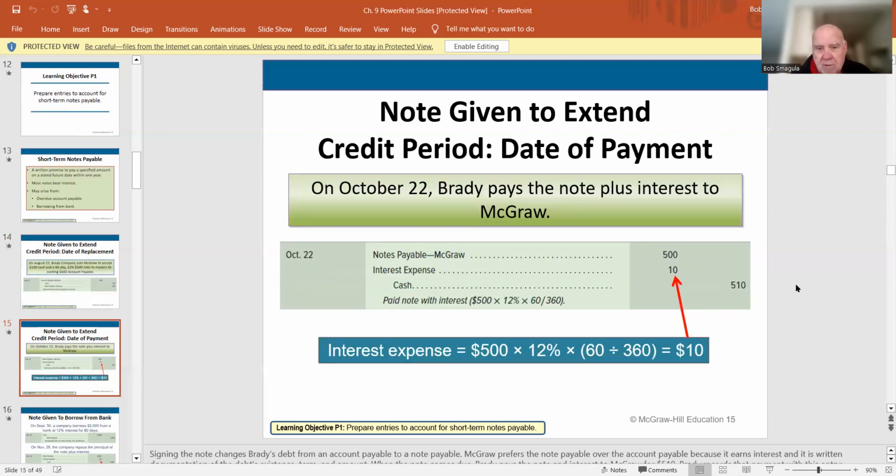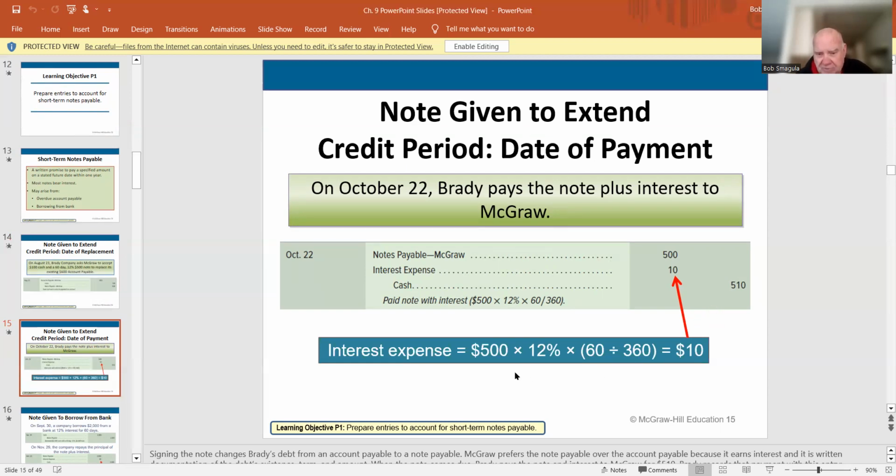And here we go. Brady now pays the note. They paid the note. Hey, that was a good deal. We debit the note $500 and we have to record $10 of interest expense, and the cash amount that we're going to pay is $510.